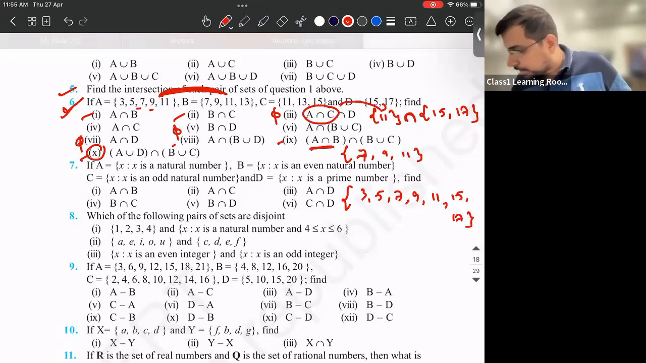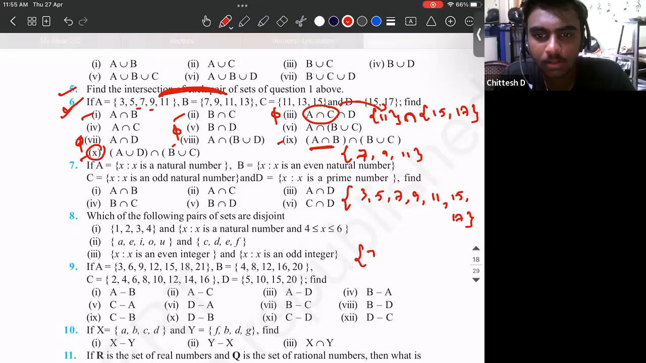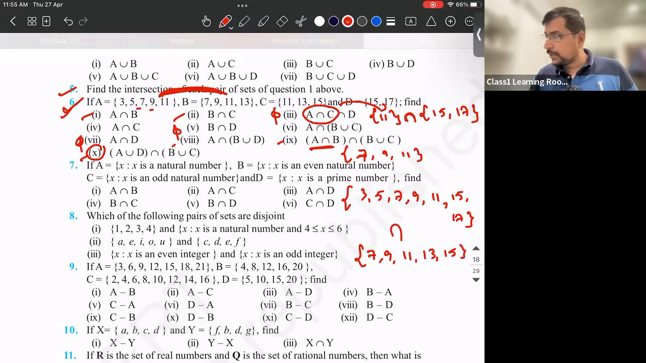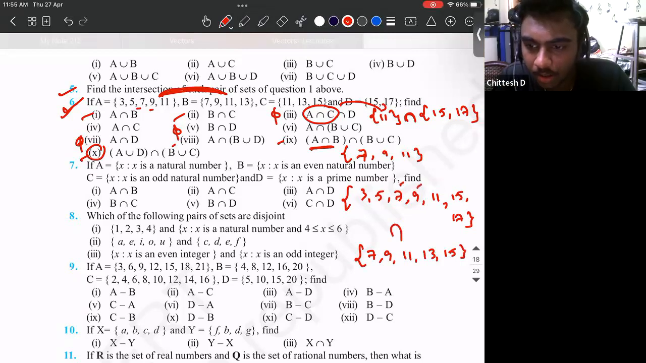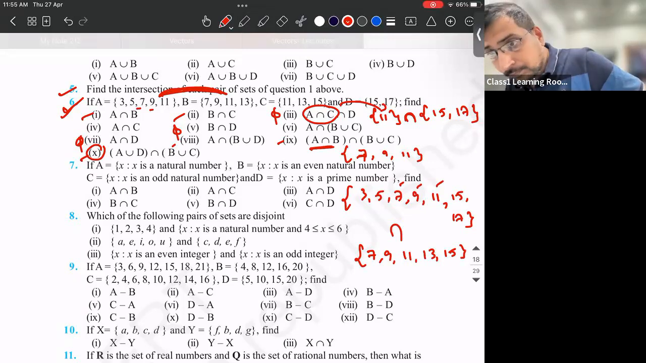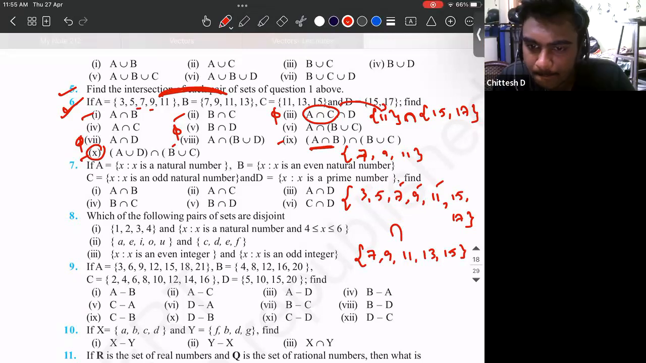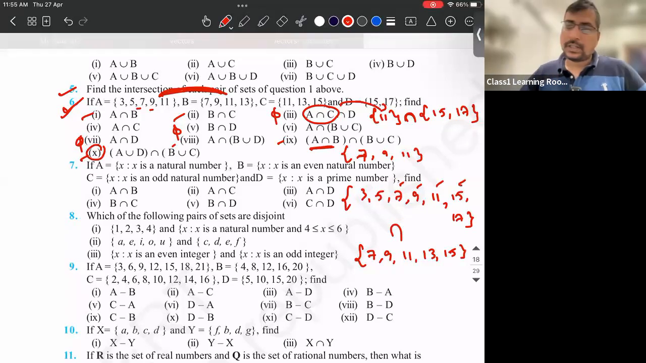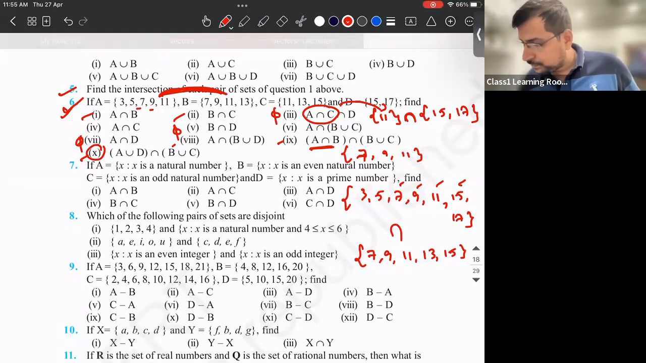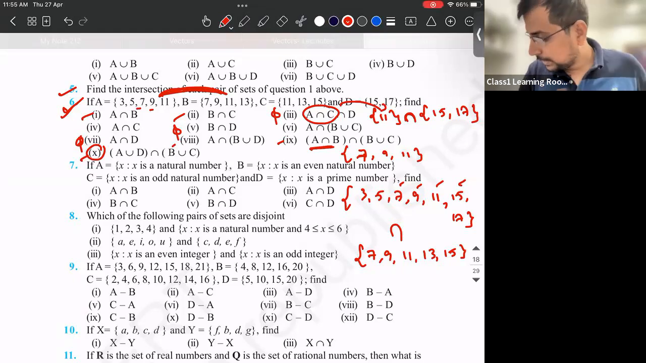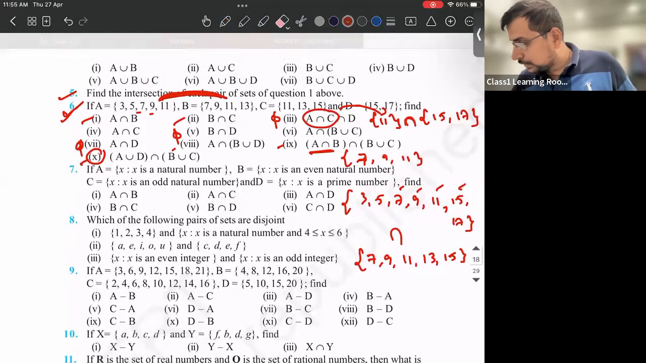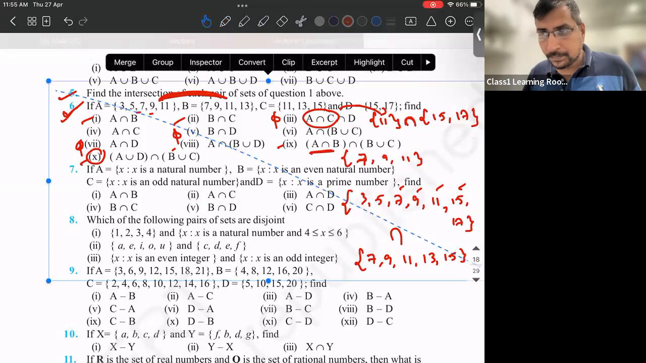Intersection B union C. Sorry, B union C, tell me. B union C is 7, 9, 11, 13 and 15. What is the intersection between them? Intersection is 7, 9, 11, 13 and 15. Okay, sorry, 15 common. 7, 9, 11 and 15 is the answer. Okay, 7, 9, 11, 15 is going to be the answer, right? So I hope it is clear, no? Can I rub this? Yes, sir.